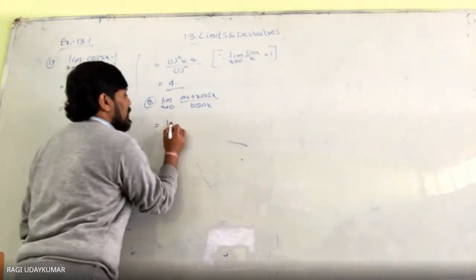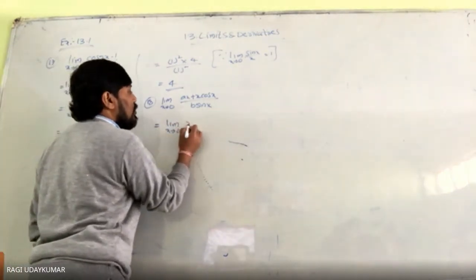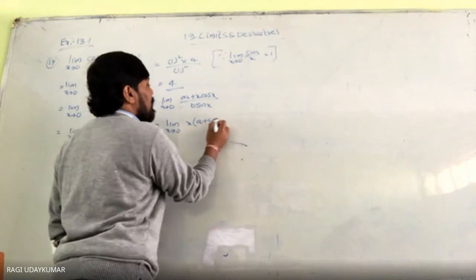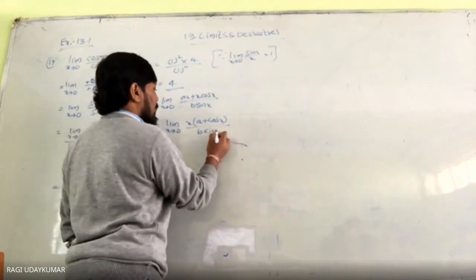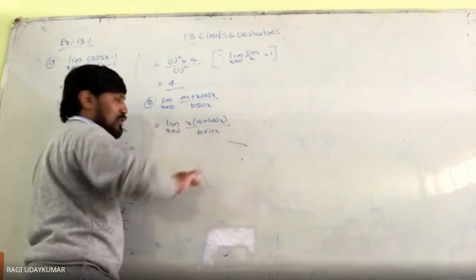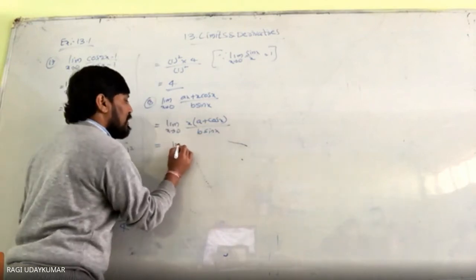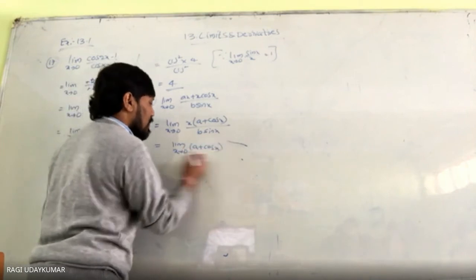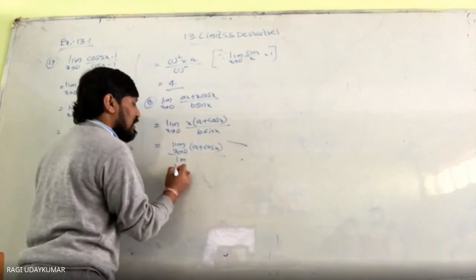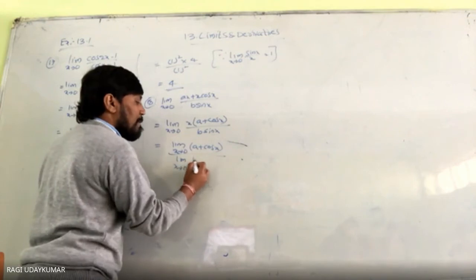Yes, limit x tends to 0. Take the x common. It becomes (a + cos x) by (b sin x), and this x can come down. So limit x tends to 0, (a + cos x) by limit x tends to 0 of b.